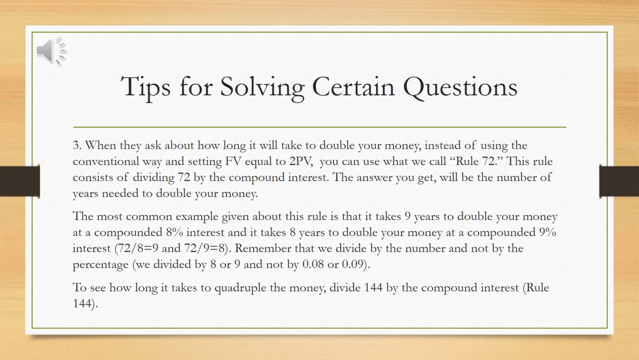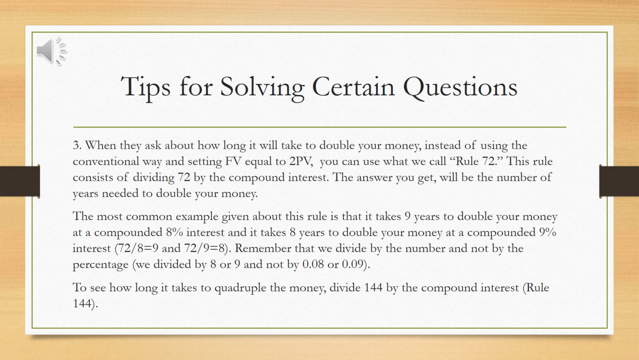The most common example given about this rule is that it takes 9 years to double your money at a compounded 8% interest, and it takes 8 years to double your money at a compounded 9% interest, as in 72 divided by 8 is 9 and 72 divided by 9 is 8. Remember that we divide by the number and not by the percentage. That is, we divide by 8 or 9 and not by 0.08 or 0.09.